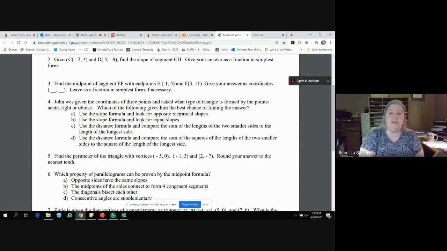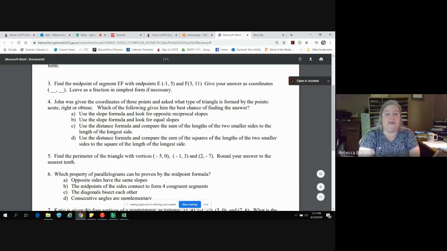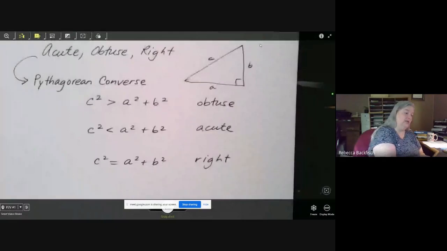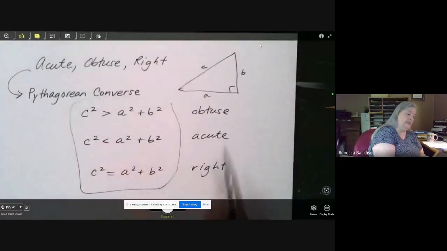The difference between C and D is C says use the distance formula, compare the sum of the lengths of the 2 smaller sides to the length of the largest side. D says use the distance formula, compare the sum of the squares of the lengths of the 2 smaller sides to the square of the length of the larger side. And D, the part about squares, that's this. I'm taking the sum of the squares of the 2 smaller sides and I'm comparing them to the square of the larger side.